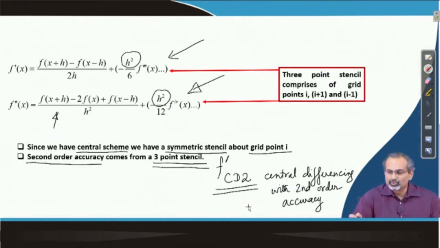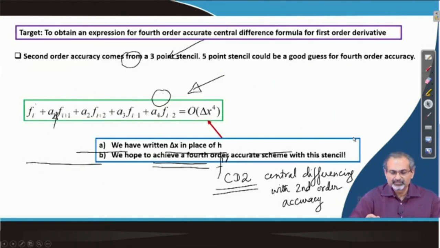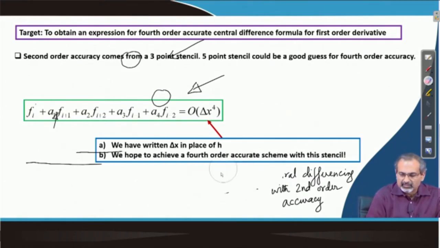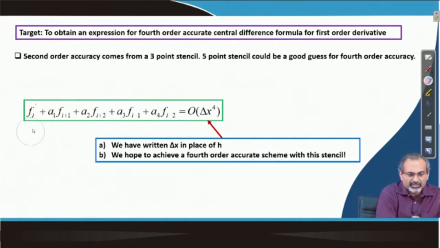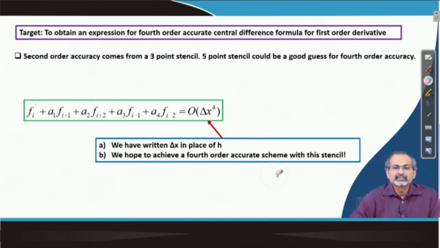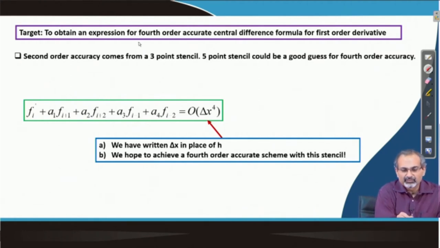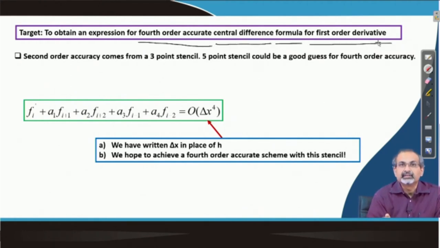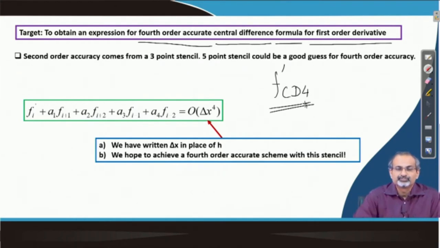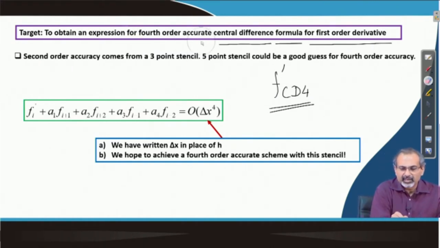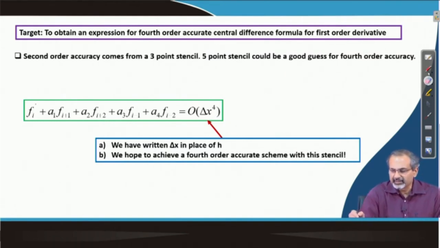So, we might like to go ahead with an ambition to get a scheme with still higher order accuracy, let us say fourth order accuracy, and let us try to guess what kind of stencil may help us achieve that. So, we are setting out with a target to find an expression for a fourth order accurate central difference formula for the first order derivative. What we mean to say is, going by the previous nomenclature, we are interested to find out a finite difference scheme for f dash CD4, because we continue with the central differencing, but this time the target is to go to fourth order accuracy. Now, we have to do a slightly intelligent guess at this point in choosing the stencil.